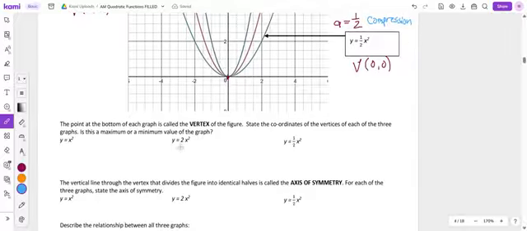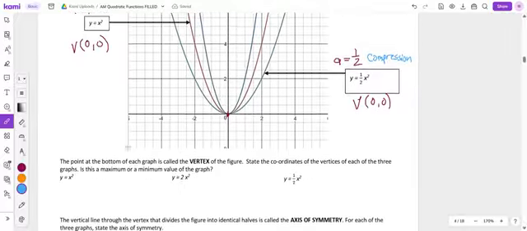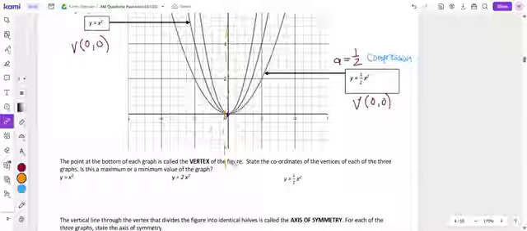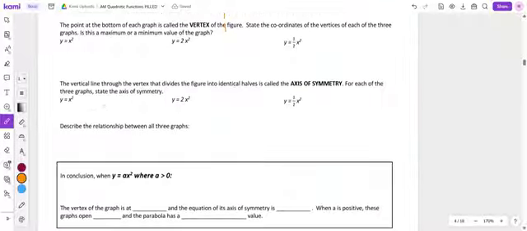All right. We've talked about the vertex. What is the axis of symmetry for all these parabolas? Say it out loud. Well, don't just say 0. Yeah, x equals 0. Because if you just say 0, we might think it's y equals 0.